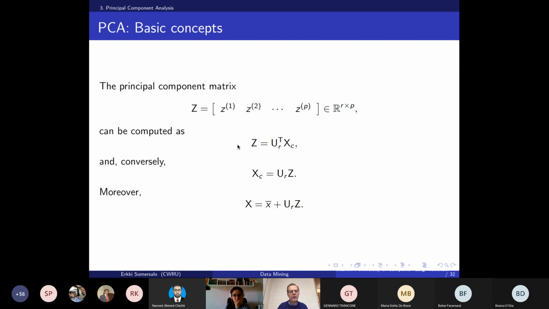As I pointed out, this Z matrix can be obtained by just taking inner products with the feature vectors. Using matrix language, if I have the data X, I just multiply by the transpose of UR, and I get the principal components. Vice versa, if you have the principal components, you can get your centered data by multiplying UR, the matrix of feature vectors, by the principal components. And if you want to go back to the original data, you just add the mean value. And then you get back.